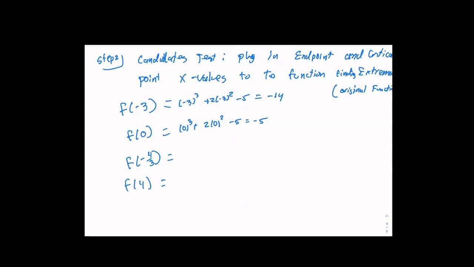F of -4/3 gives me -4/3 in parentheses cubed plus 2 times -4/3 squared minus 5. In your homework, I don't think you get any decimal or fraction numbers. I think they're all nice values. This gives me -3.8148. I know it's a weird number. It doesn't really matter how many decimal places we go to, we just need to make sure that we reference it. It should be 3 decimal places. And f of 4 would be 4 cubed plus 2 times 4 squared minus 5, which would give me 91.